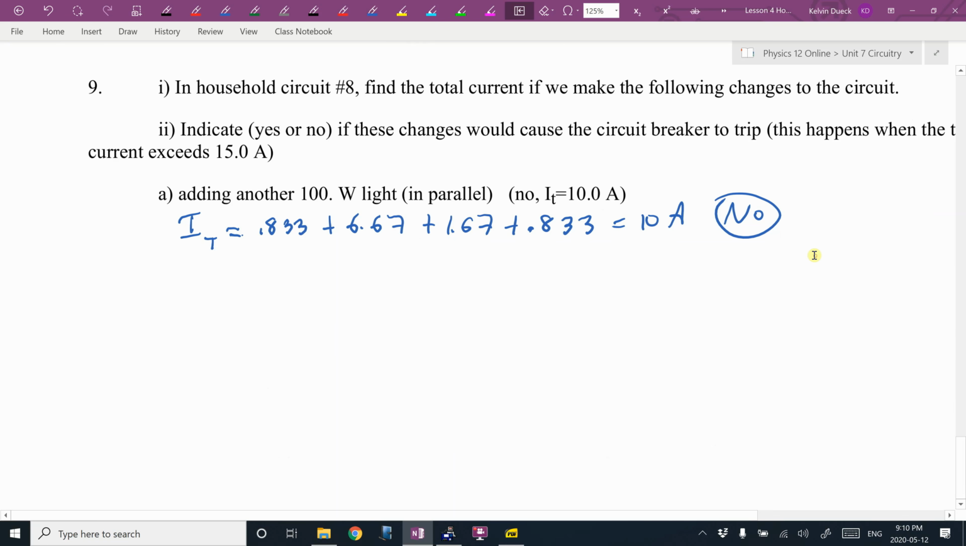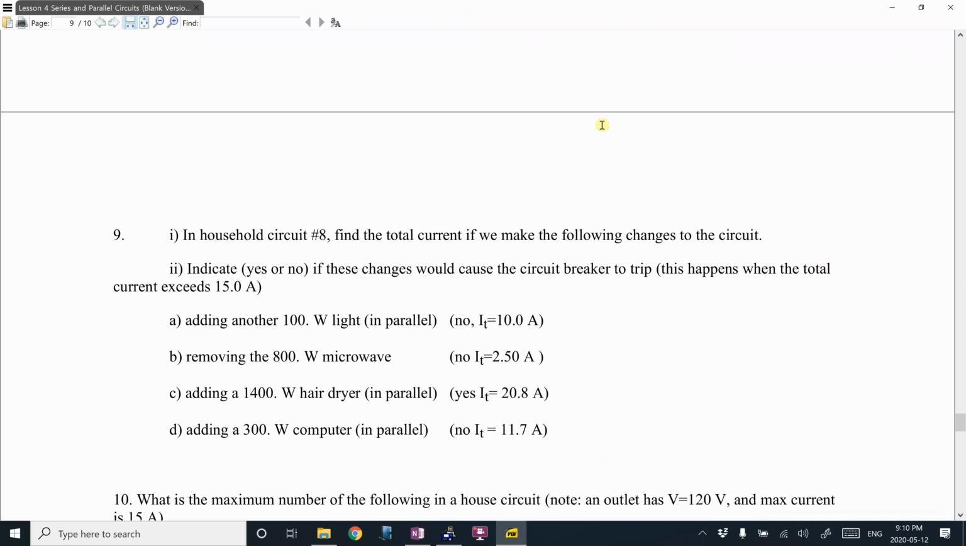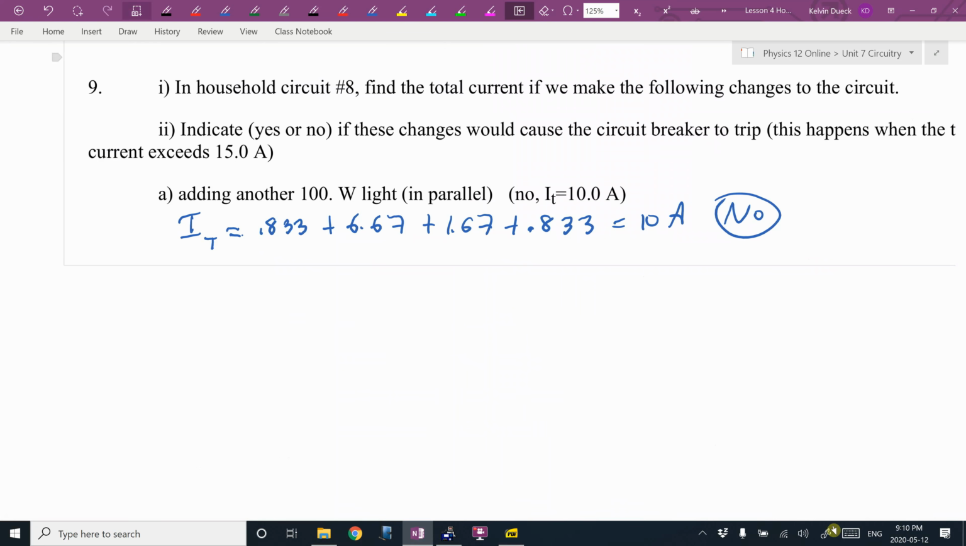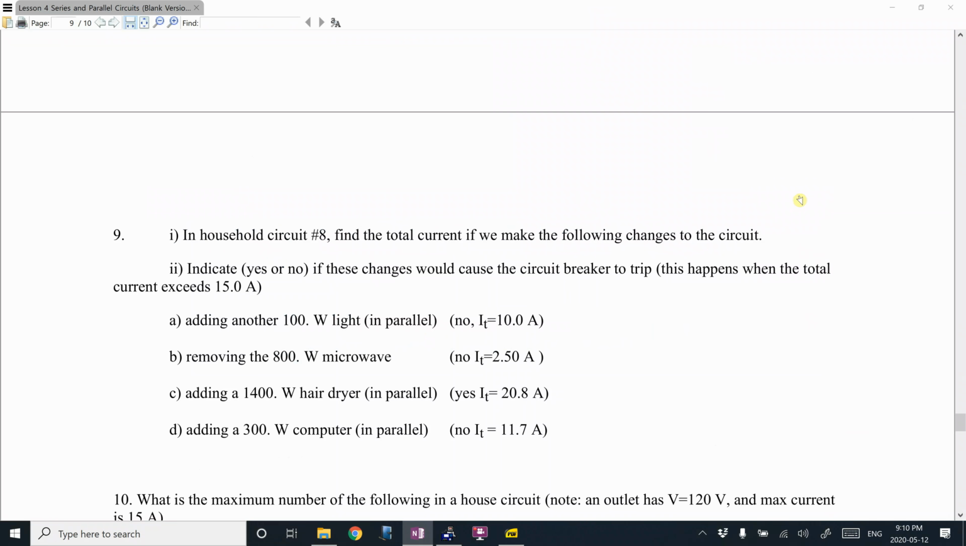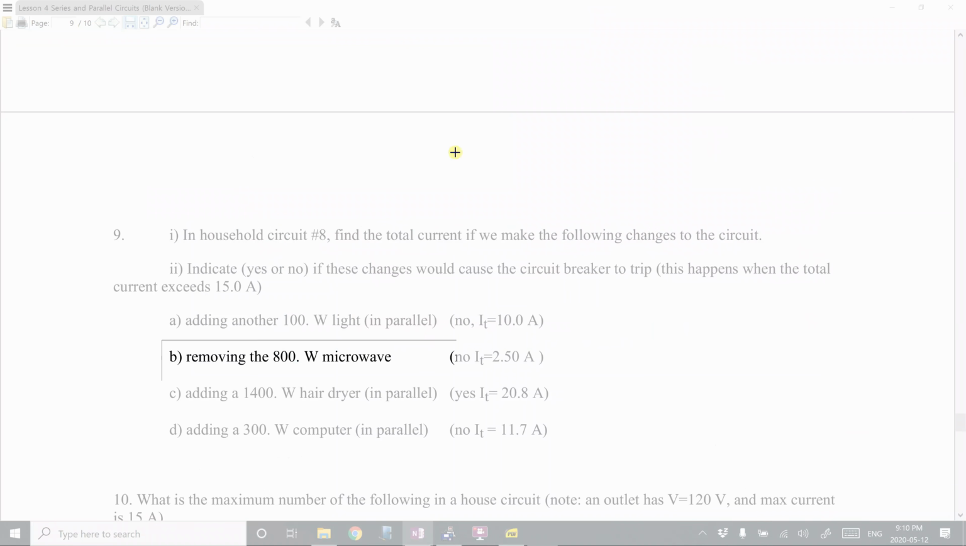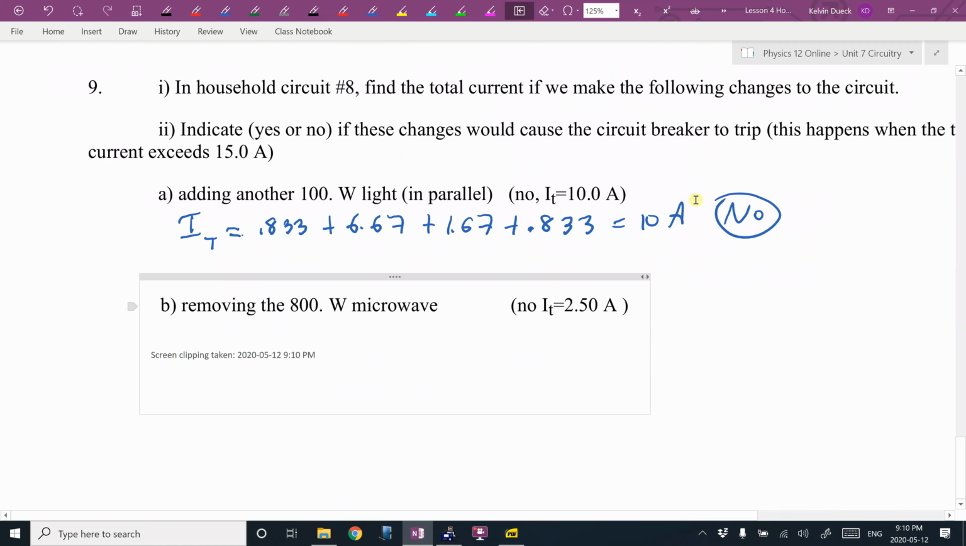What about B? Removing the 800-watt microwave. Well, first of all, the obvious answer: if it didn't trip the breaker with the microwave, it's not going to trip the breaker without the microwave.